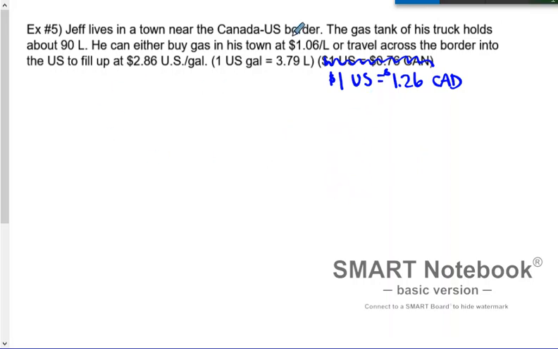All right, let's go. So we have Jeff wants to fill up his truck, wants to know if he should do it in Canada or if he should do it in the US. So taking a look, his gas tank holds about 90 liters. So he has a 90-liter gas tank.